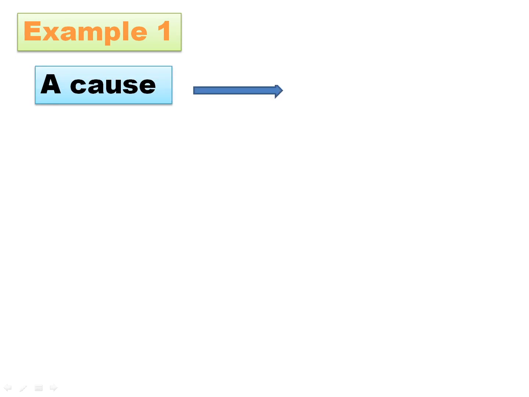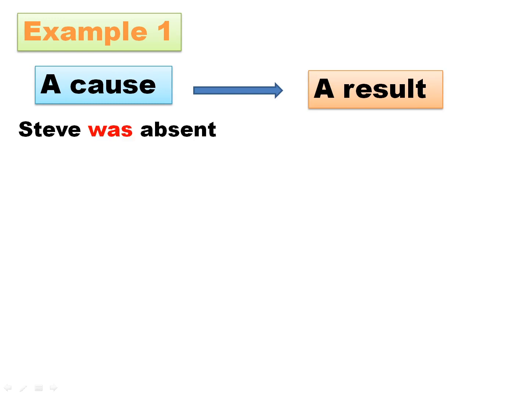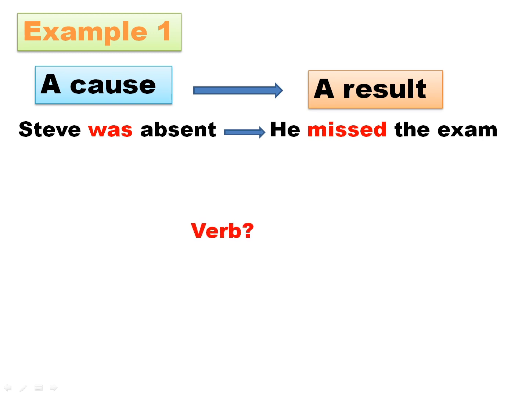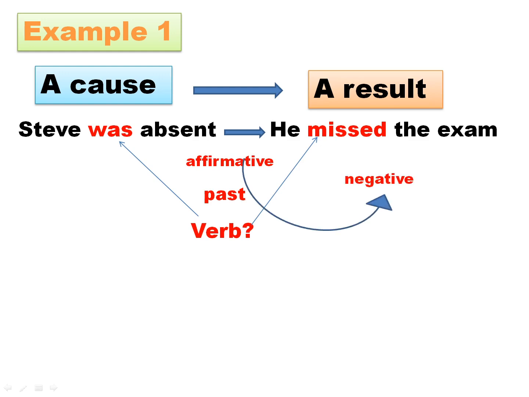Example number 1. A cause always gives a result. So I'm going to give you a cause here, which is Steve was absent. So what's the result of this? He missed the exam. Okay? Cause, being absent, and the result, missing the exam. Now, first question I'm going to ask here, where are the verbs? So the verbs are was and missed. That's good. So what tense are the verbs? The verbs are in the past. Very good. What form are the verbs? The verbs are affirmative, which means that I need to write them in the negative form.